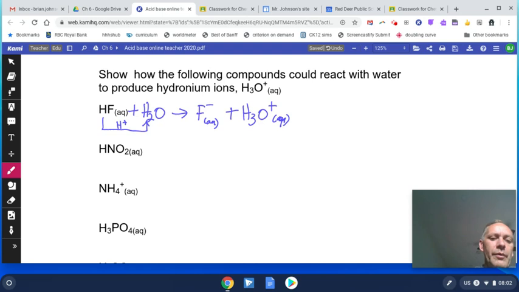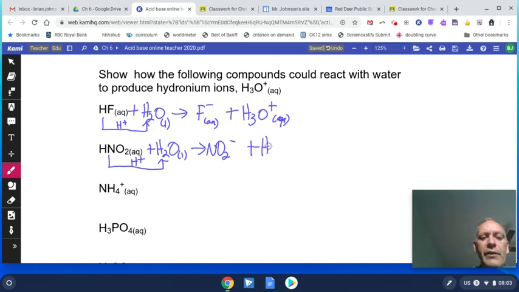I'll do one more. HNO2 reacts with water. I should put water is a liquid. Again, draw your little arrow. Show the H+ being transferred. So we get NO2-, it's lost an H+, so it's lost an H, it's lost a plus, so it's at minus, and hydronium, H3O+, aqueous.